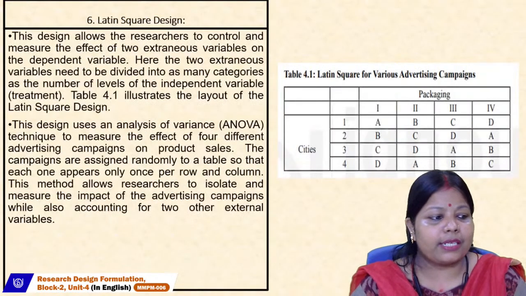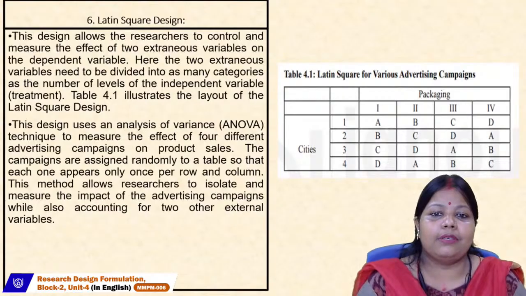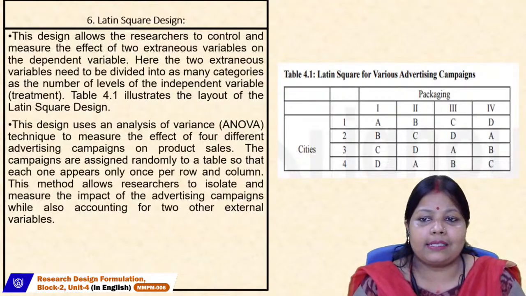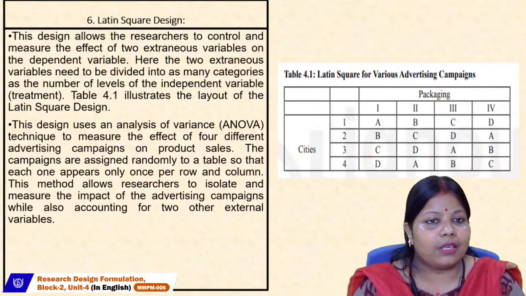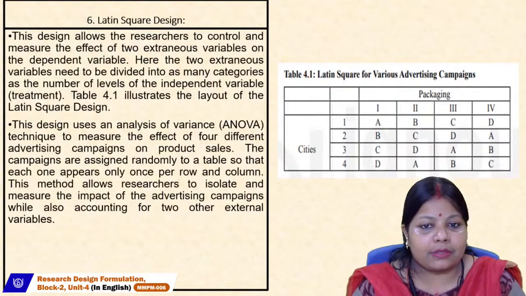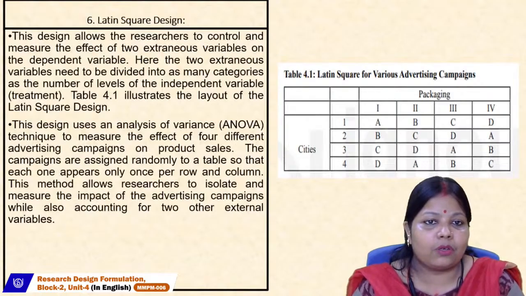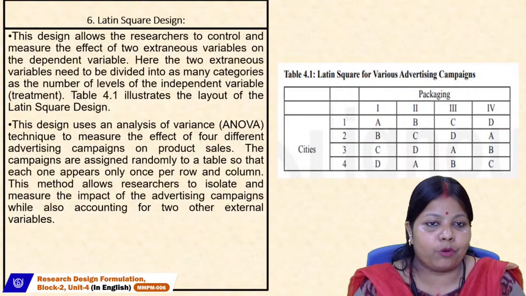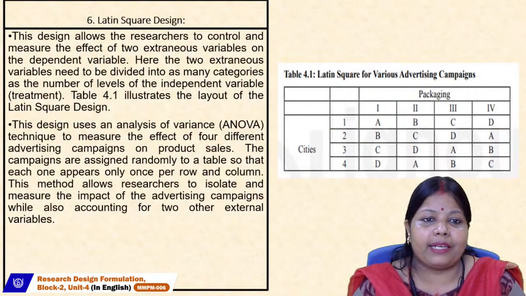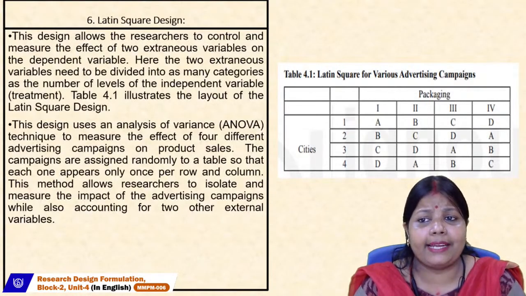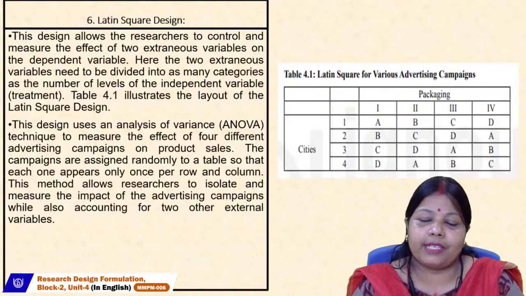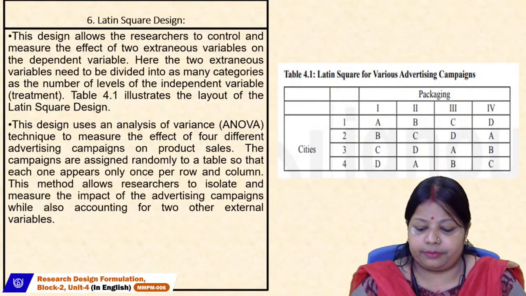Coming to the Latin square research design, it is another research design which contains more than 2 factors. In our example we have taken four cities and 4 packaging systems. The most important part is that no packaging or city will be repeated more than once. Only one time can we find any packaging or any city in the table. Such a problem will be solved by applying the statistical tool, analysis of variance, or the F test.